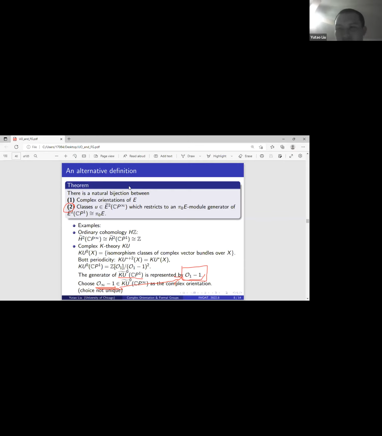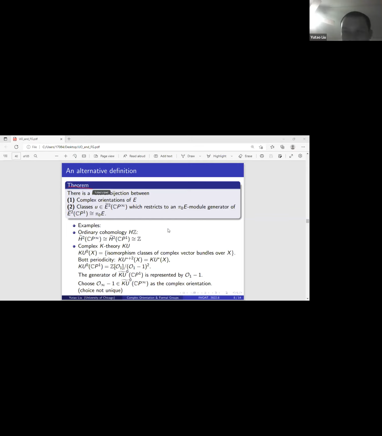Maybe I should stop first and ask if there are any questions. I guess I'm going too fast, maybe. There is one question in the chat. Oh, really? Who proved this theorem? You mean this theorem?